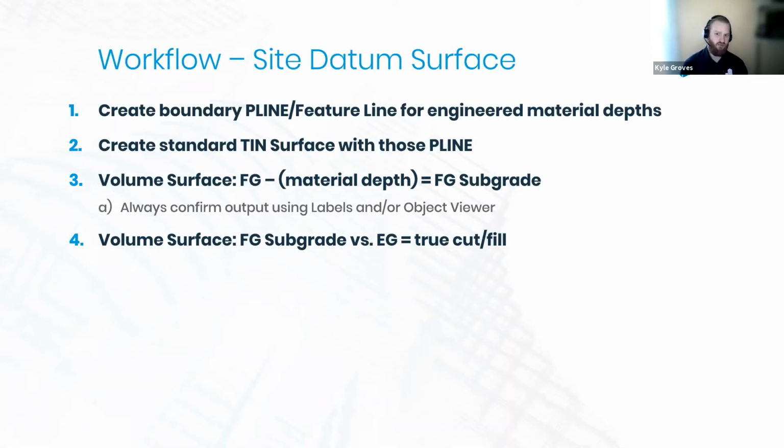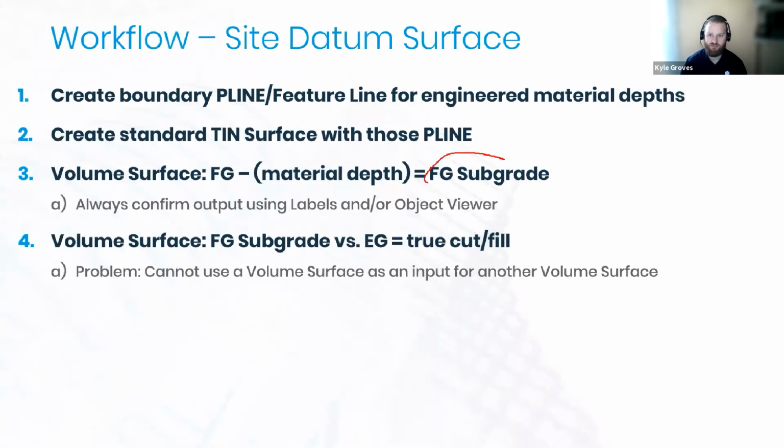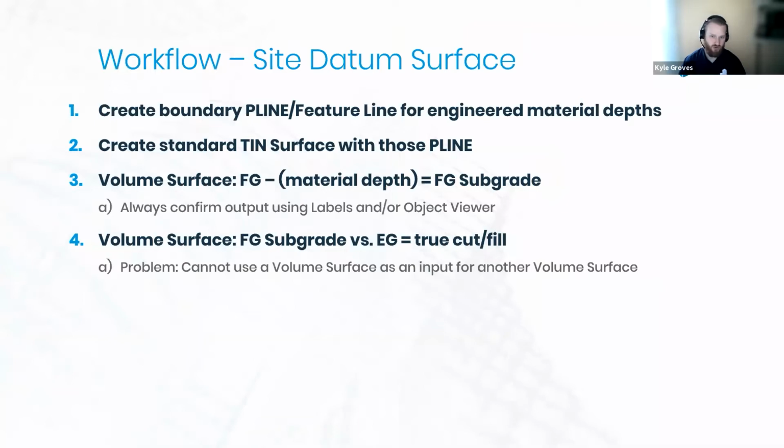But that's not the end of our workflow. Not if we're trying to get to our site earthwork balance and compare our finished grade subgrade to our existing to get that true site-wide cut and fill. However, we're going to run into a problem here, because this FG subgrade surface cannot go into another volume surface because it's a volume surface itself. Civil 3D volume surfaces cannot be used as an input.